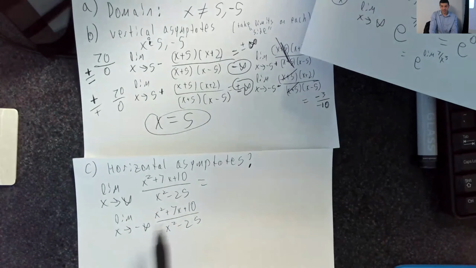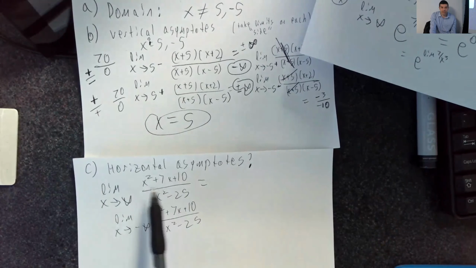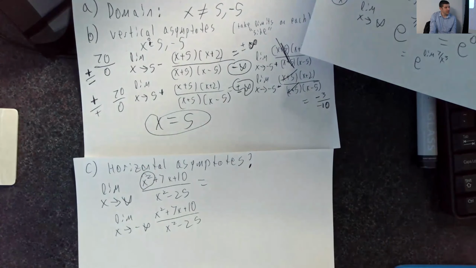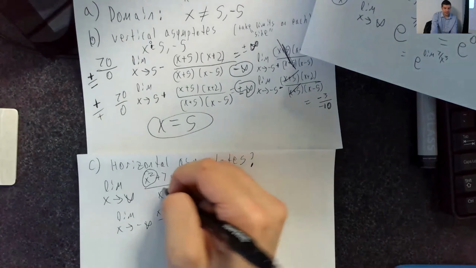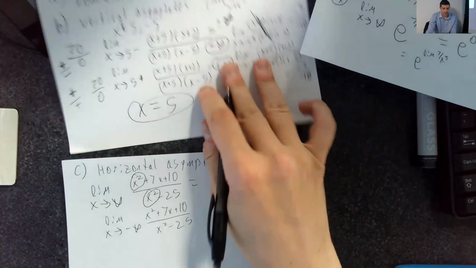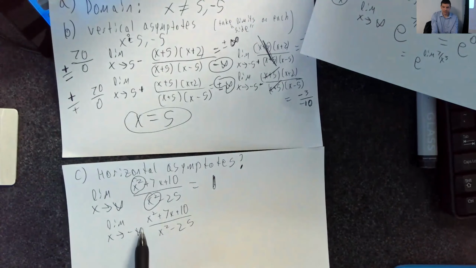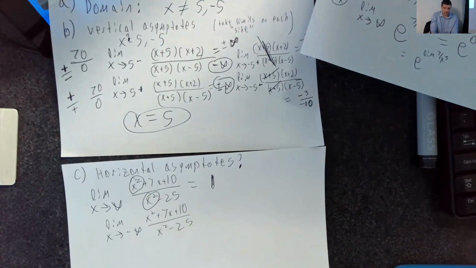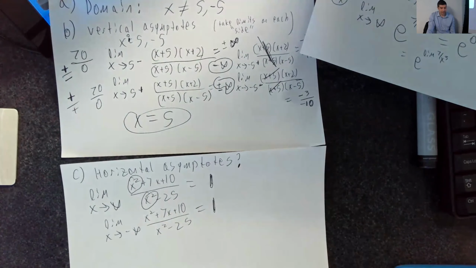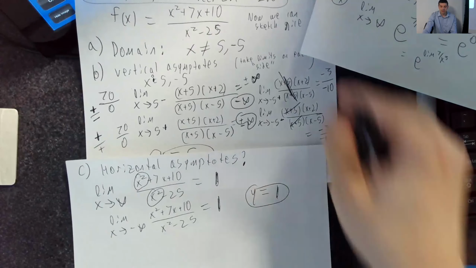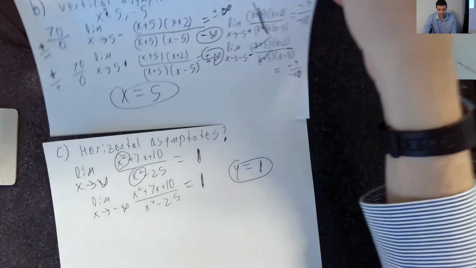Okay, so for something like this, it's really nice to use a shortcut. The biggest thing in the numerator, what is it? x squared. The denominator, what's the limit? Right, the limit is going to be 1. And what about the bottom one? Right, it's still x squared over x squared. How many horizontals? 1. What is it? y equals 1.